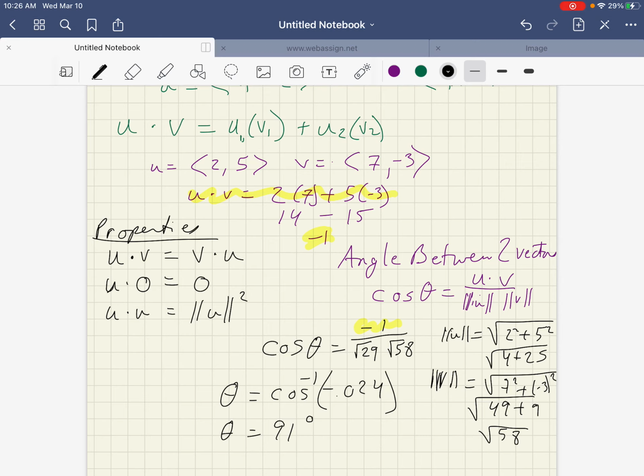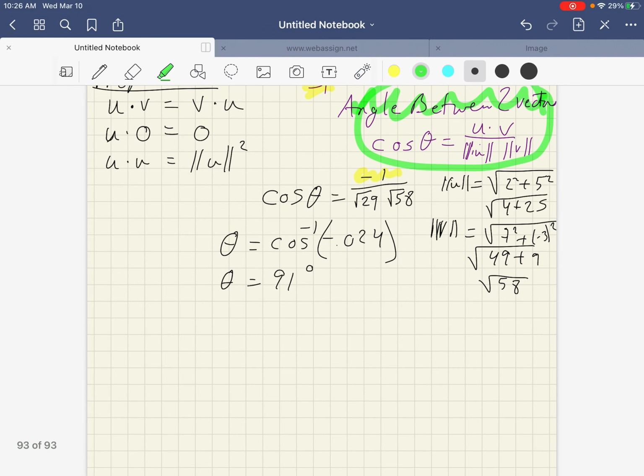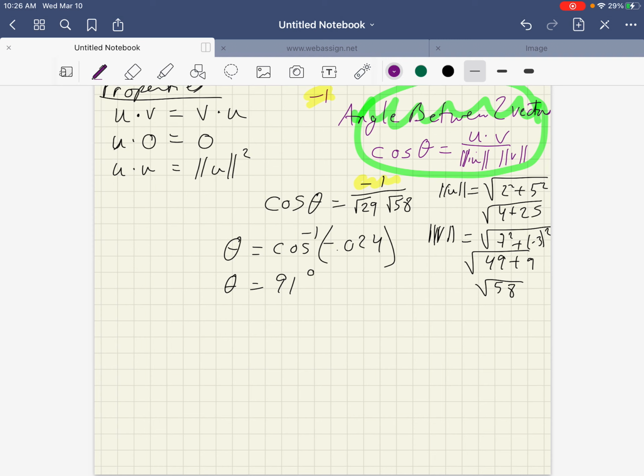91 degrees as my angle between these two vectors. All right, so that is super important. I want to make sure that you have that highlighted angle between formula written down so that you'll be able to reference that. Now with that comes a couple other nice properties.